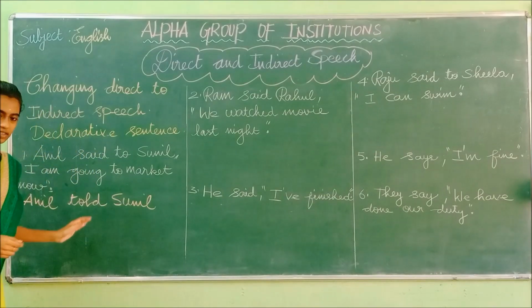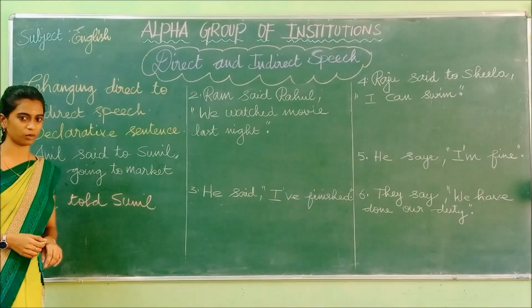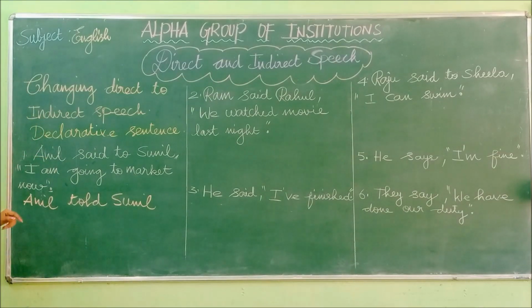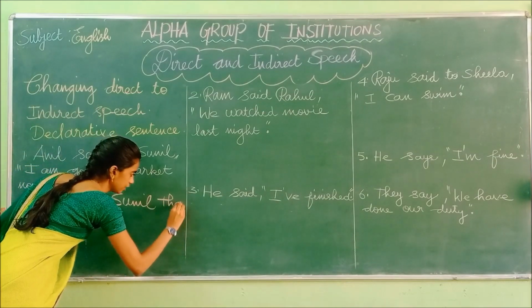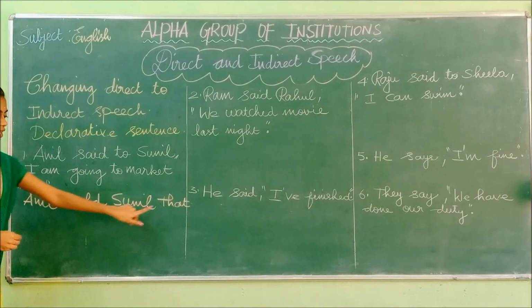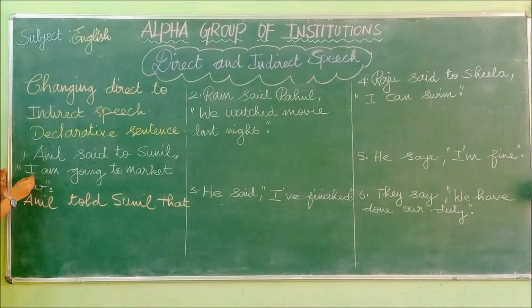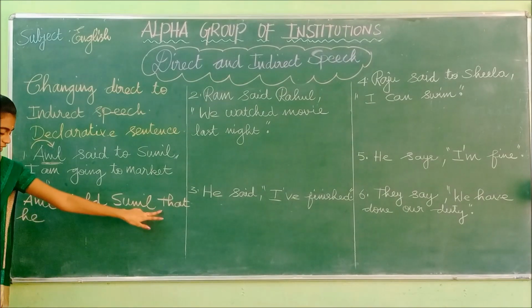So what is the conjunction in a declarative sentence? We have seen just now. Yes, that. So we have to add the conjunction that, T-H-A-T. Anil told Sunil that. Here in direct speech, it is mentioned as I. This I refers to the first person. And who is the first person here? Anil. And what is the pronoun of boy? He. We have to change the subject into a pronoun. So we change Anil to he. So Anil told Sunil that he.